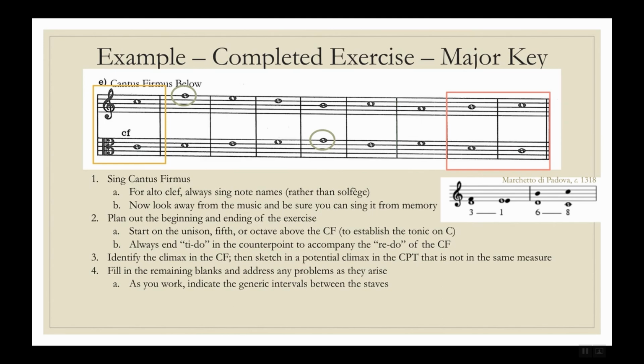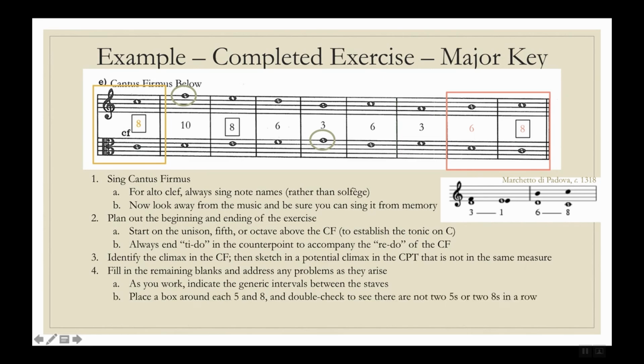As you work, indicate the generic intervals between the staves. So octave, 10th. Notice we're ending 6th to an octave. That's common. So notice that I placed a little box around the 8ths. And if there were any 5ths, here we would place boxes around the 5ths. So place a box around the 5th and the 8th.